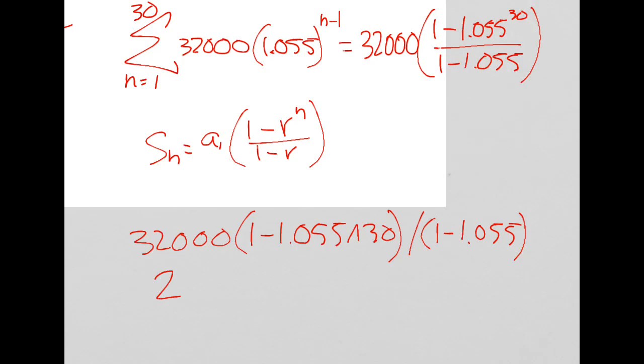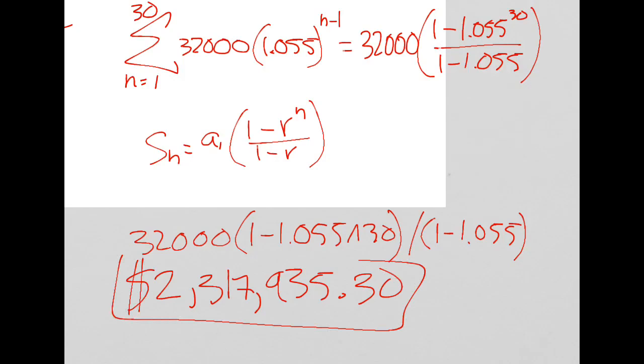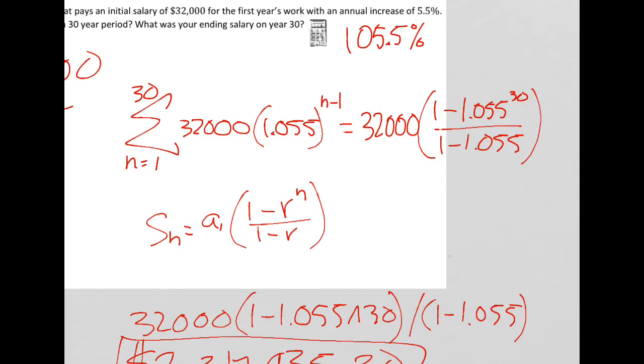And you should find that you get $2,317,935 and just about 30 cents. So that's how much you make over 30 years. How much do you make on the 30th year? What was that ending salary?